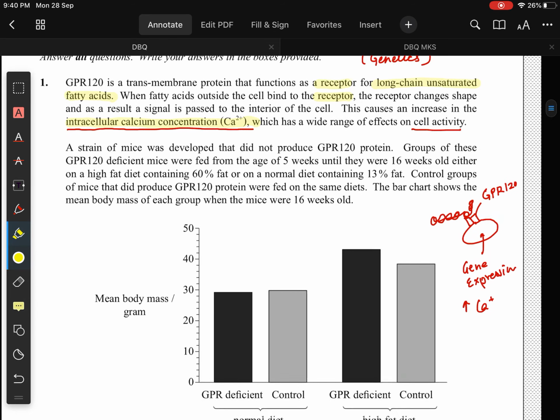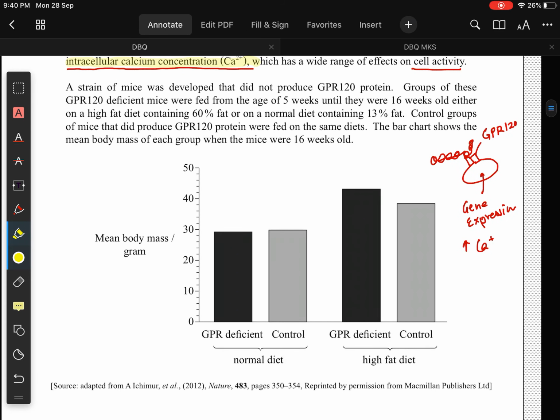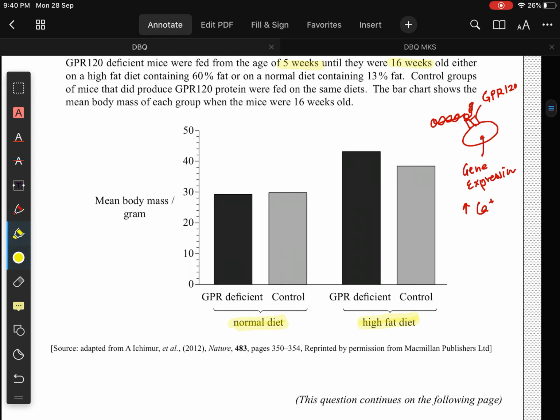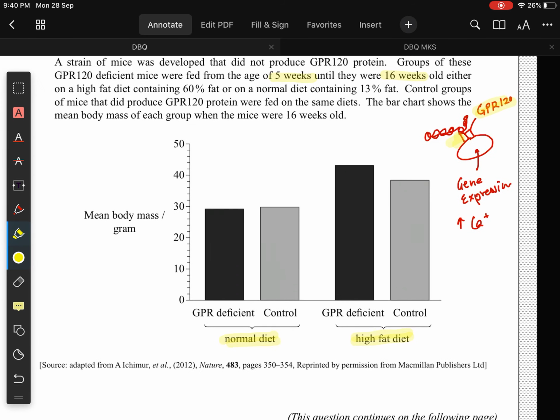Now a strain of mice was developed that did not produce GPR120 protein. Now this group of mice were fed from the age of 5 weeks until they were 16 weeks, on a high fat diet. So there's a high fat diet and a normal diet provided to the mice who do not produce GPR120. That indicates that they don't have the receptor, and then we look at what happened to their body mass.